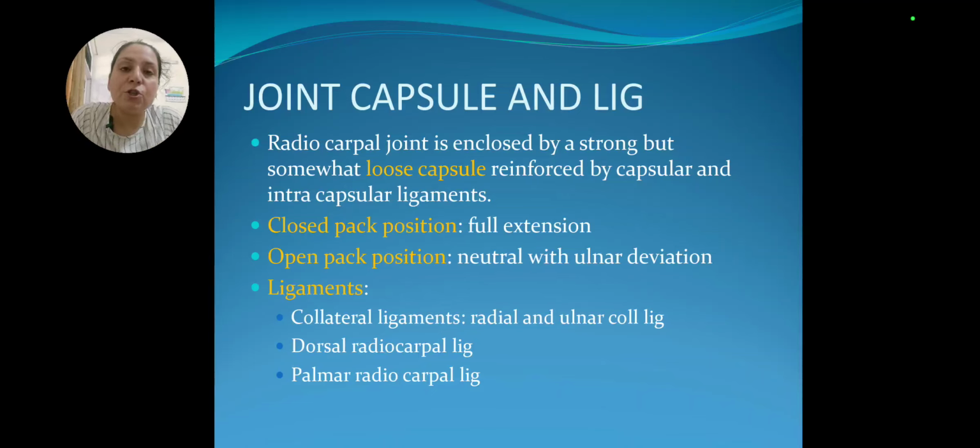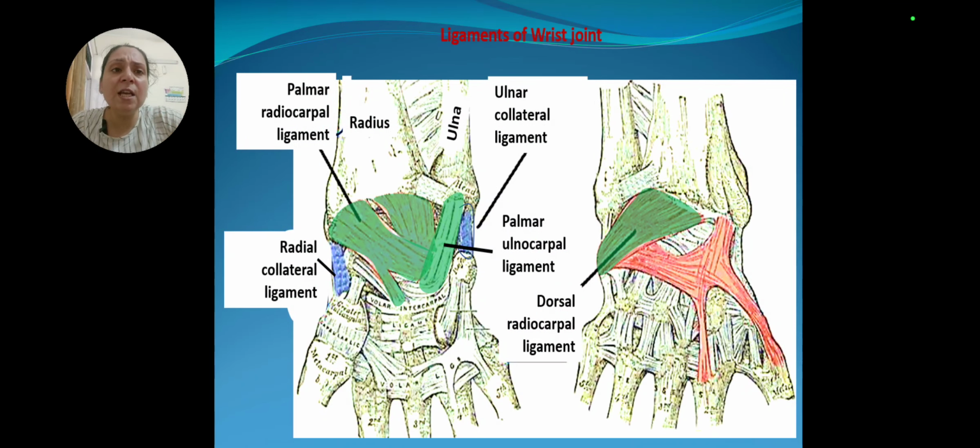The close packed position of the radiocarpal joint is full extension, whereas the open packed position is the neutral position of the wrist with a little bit of ulnar deviation. Fine. Now these are the ligaments.